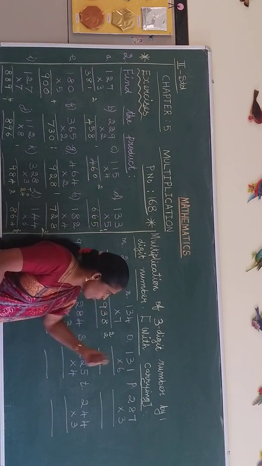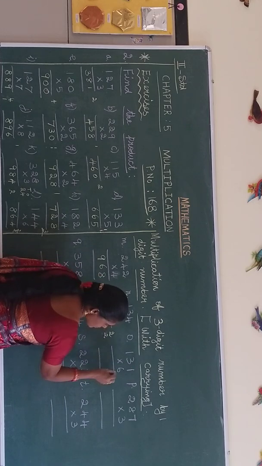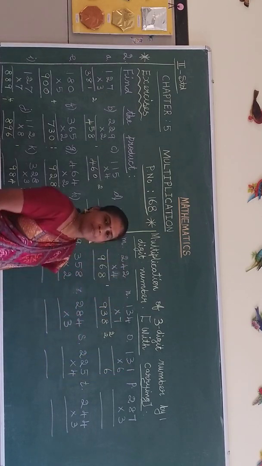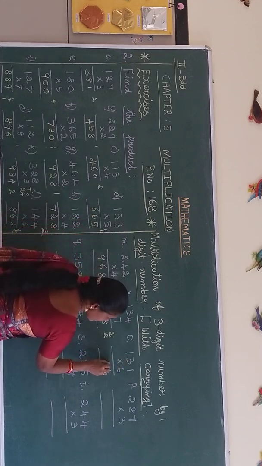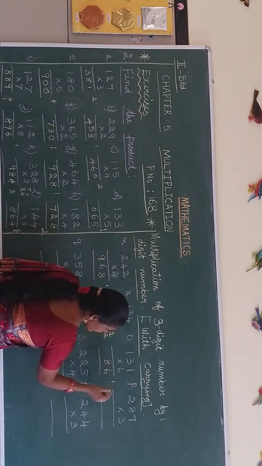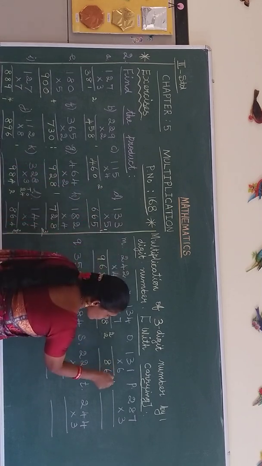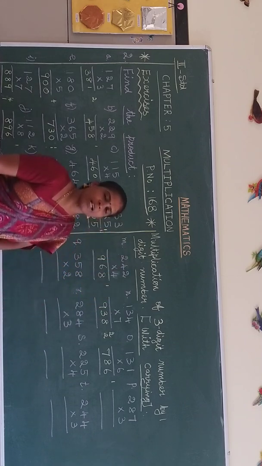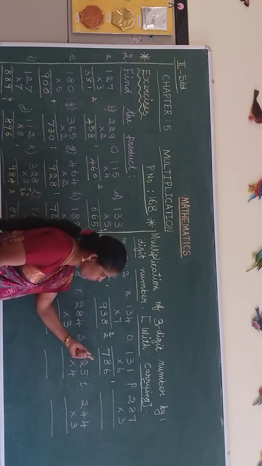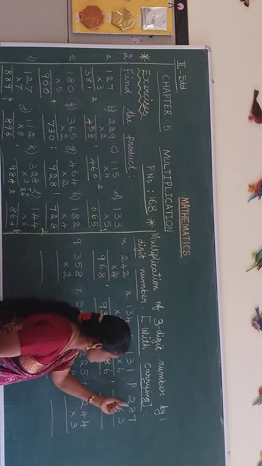Come to next sum. 131 multiplied by 6. 6 ones are 6. 6 3s are 18. In this 18, 8 in this tens place, 1 in the side, and again 6 ones are 6. 6 plus 1, 7. So 131 multiplied by 6 is equal to 786.